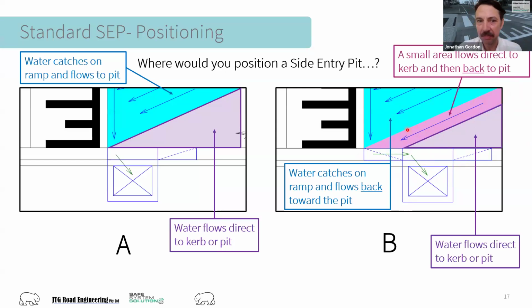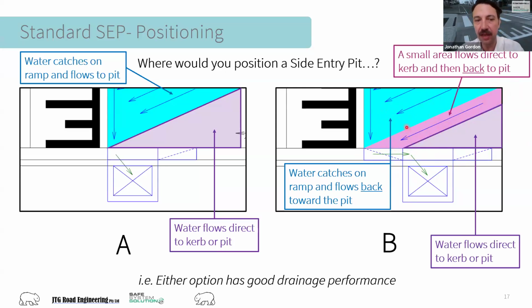And to be honest, any concern for this being over capacity, if you were able to grade it out, I wouldn't worry about it because this operates in a very similar manner. This is not a huge amount of water for just a standard setback such as this. And I'd say that either option has good drainage performance and has merit.